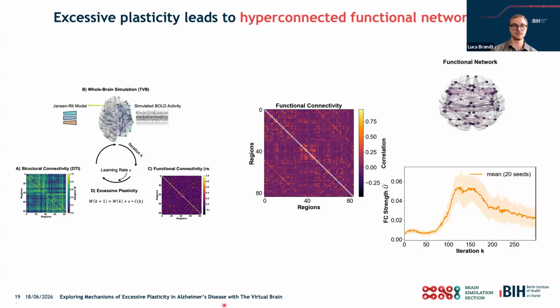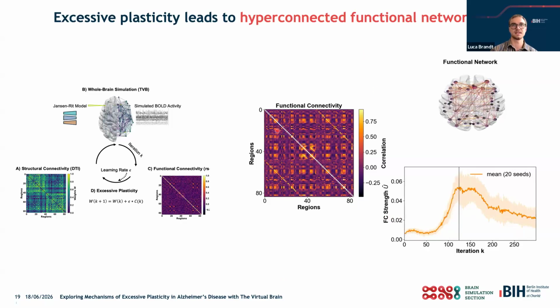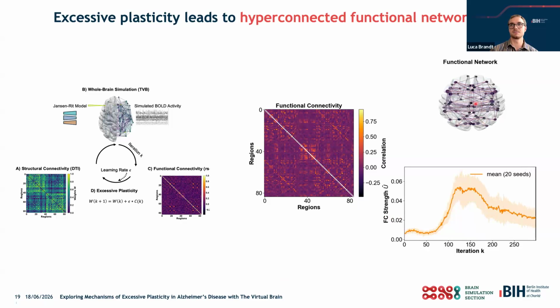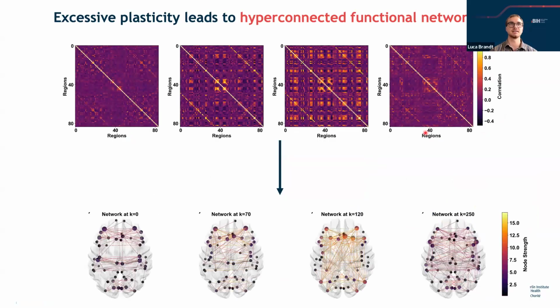And looking at the functional connectivity matrix, you see that there are some dense clusters occurring and then suddenly disappearing again. And among different modules, the connections are being created in the functional network. So how can we investigate this?